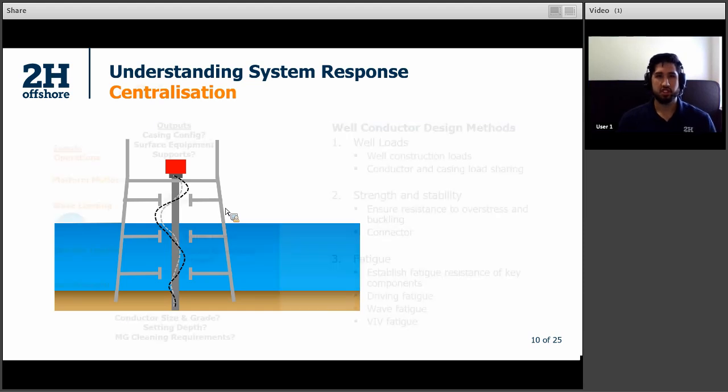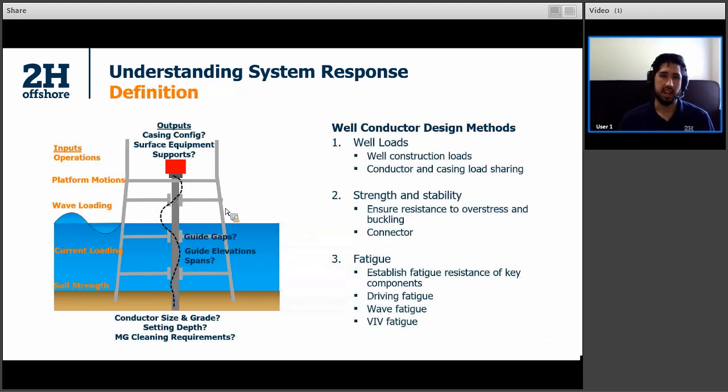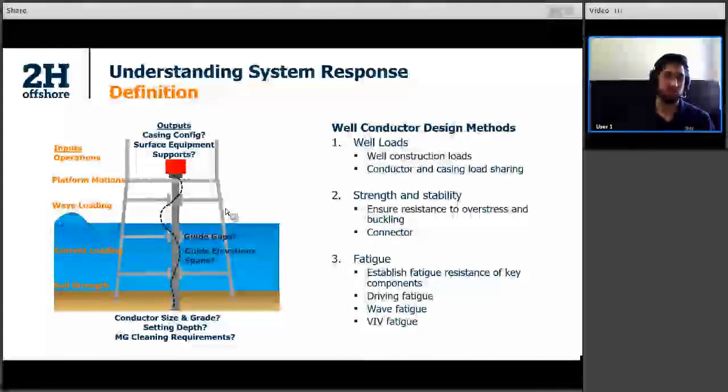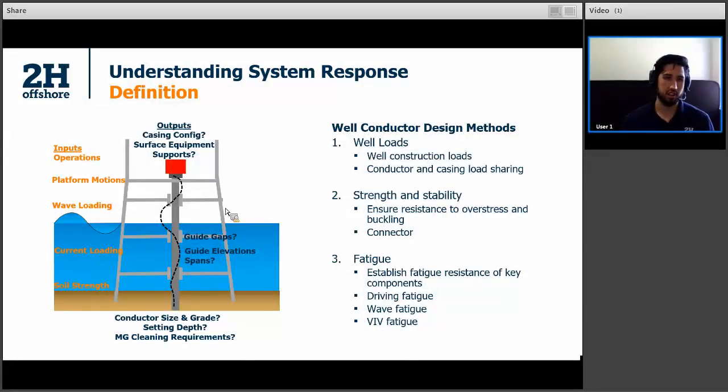So in terms of definition, what are we getting out of understanding the system response? In terms of inputs, we have different types of operations. I've highlighted a few there: production, gas injection. Then you have the platform. The platform itself may move based on what the water depth is as well. You have wave loading, current loading, and even soil strength. All those environmental factors play into the inputs.